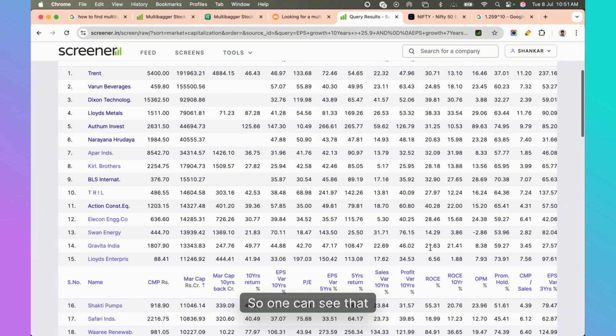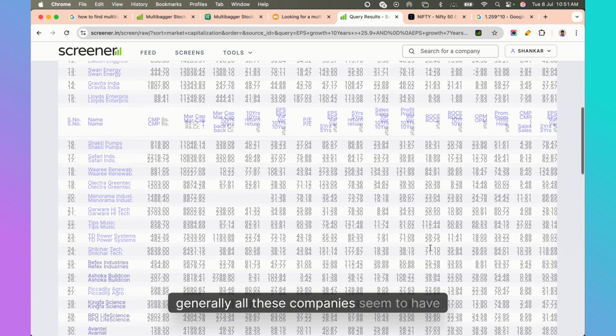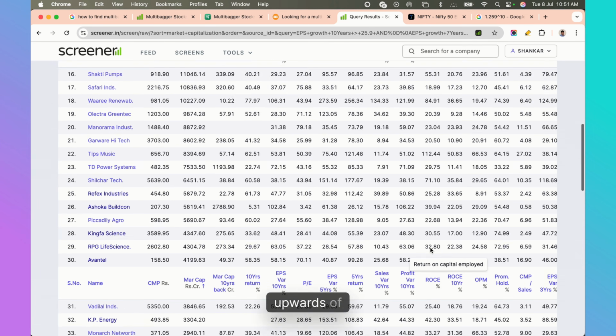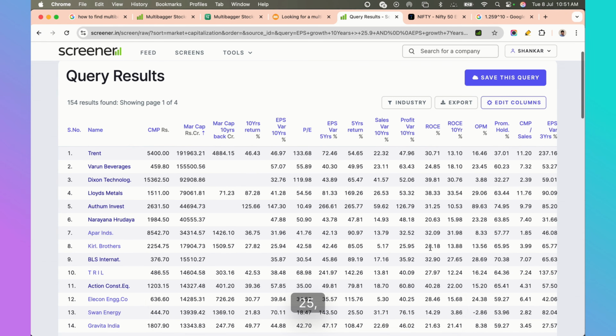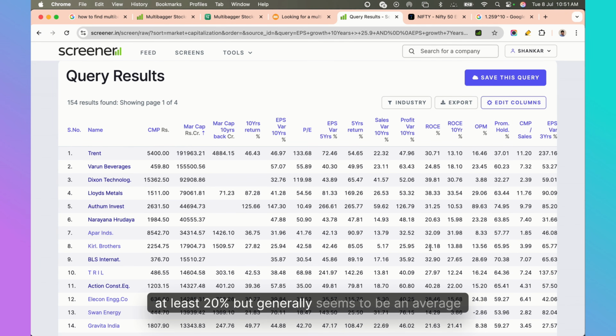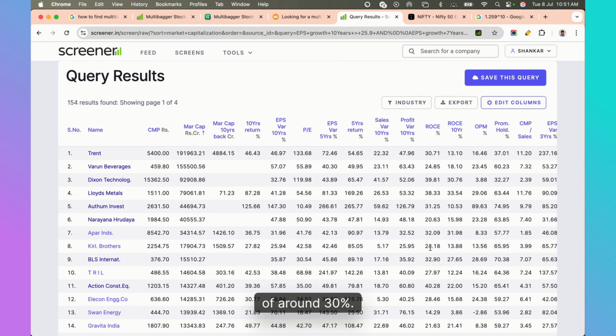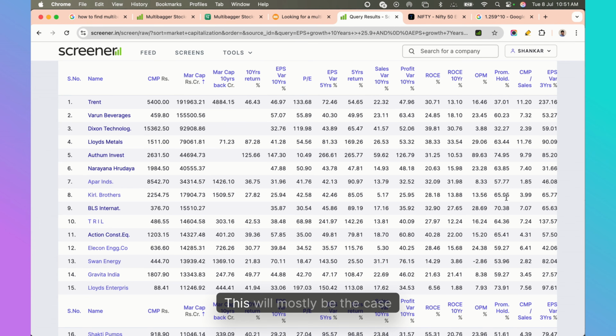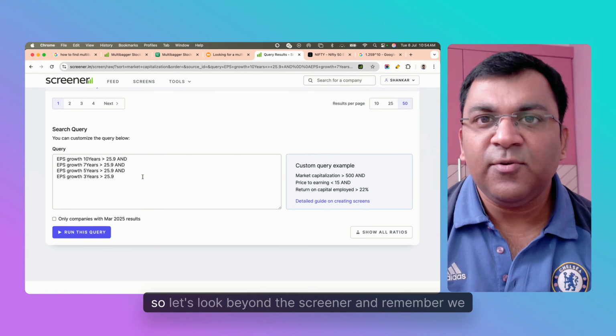So one can see that generally all these companies seem to have upwards of 25, at least 20%, but generally an average of around 30%. Promoter holding is high. This will mostly be the case in India: for most of the mid cap and small cap companies, the promoter holding is definitely over 50%. All right, so let's look beyond the screen.